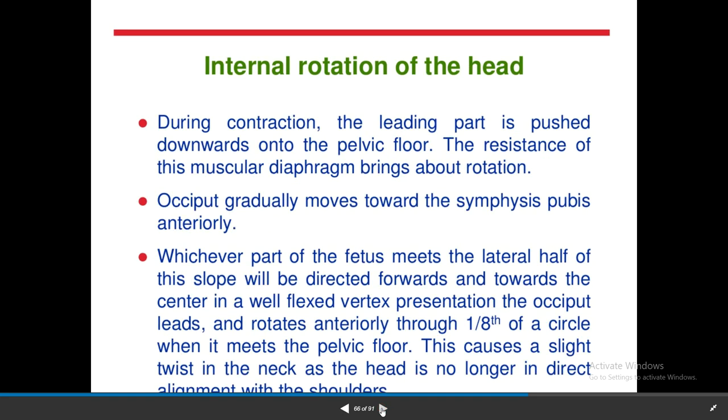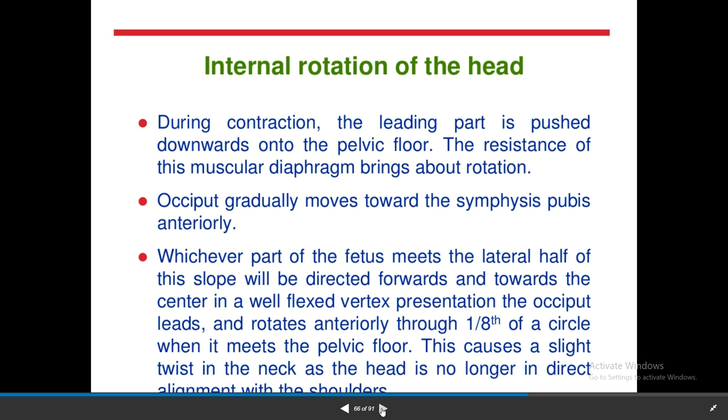Internal rotation of the head. During contraction, the leading part is pushed downwards onto the pelvic floor. The resistance of this muscular diaphragm brings about rotation. The occiput gradually moves towards the symphysis pubis anteriorly.